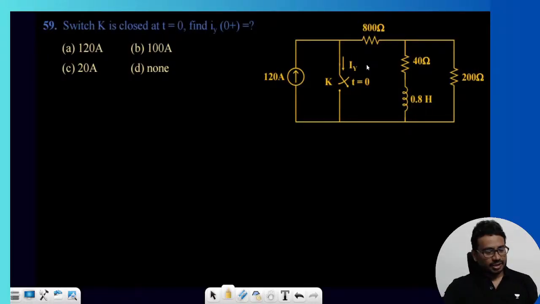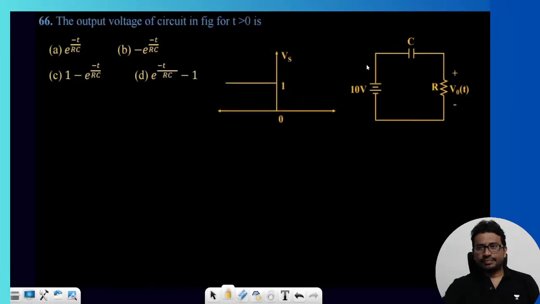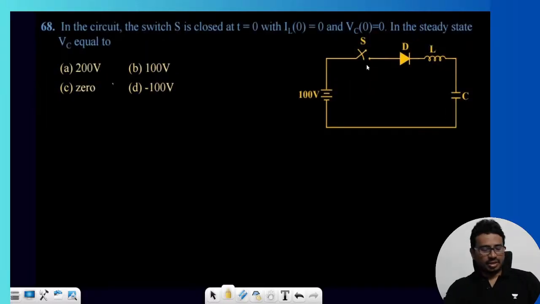We completed this problem also. Yes, this also we completed. Now take this problem.